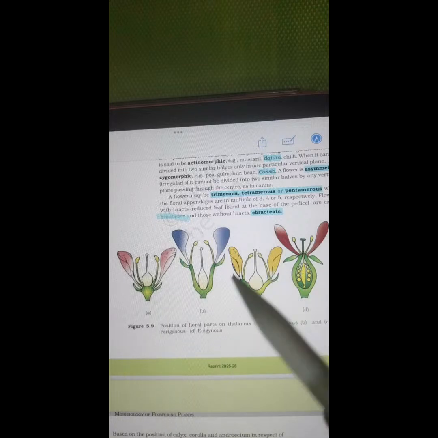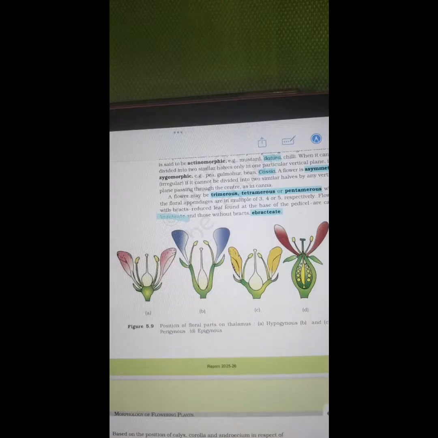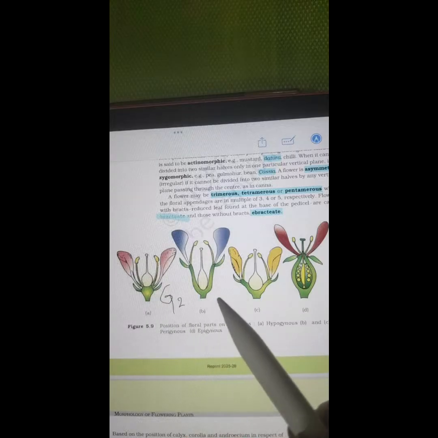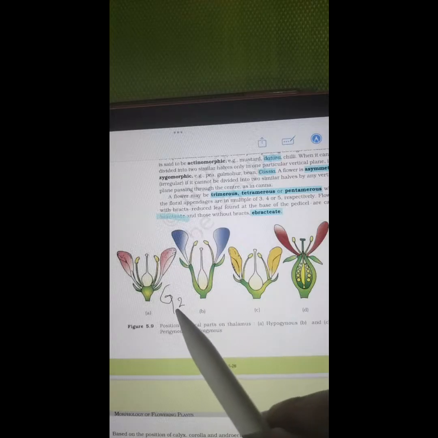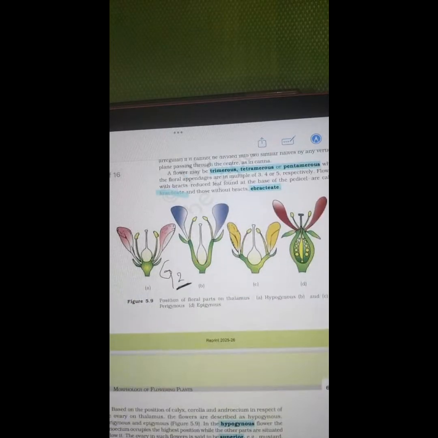Okay, so suppose we are writing the letter G and we are writing 2, meaning how many carpels are there? 2 carpels are there. So we will be putting a mark just beneath 2 to show that the position of the ovary is superior, right? Now, next part. See this diagram.